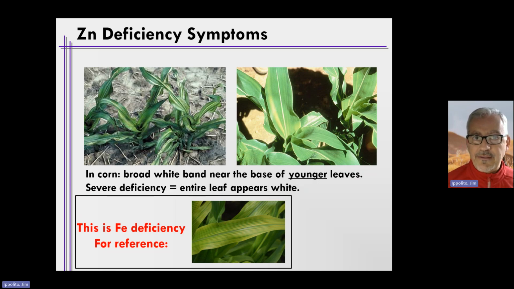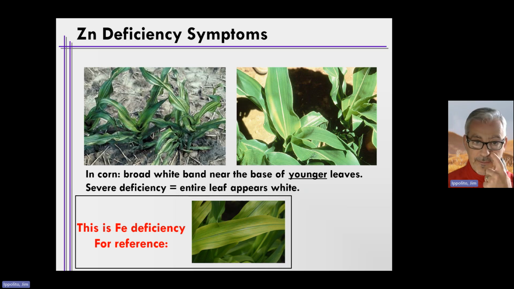So some more pictures of zinc deficiency symptoms. In corn, sometimes we see a broad white band near the base of younger leaves. I underlined younger for a reason. And in severe deficiency symptoms, the entire leaf may appear white. So in reference, because I mentioned there's sometimes interveinal chlorosis that occurs, this is iron for the reference on the bottom of the slide. It does not look anything like a zinc deficiency, or another way to state this is that the zinc deficiency doesn't look anything like an iron deficiency.